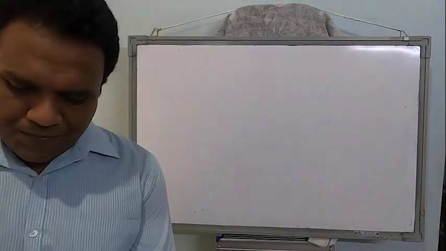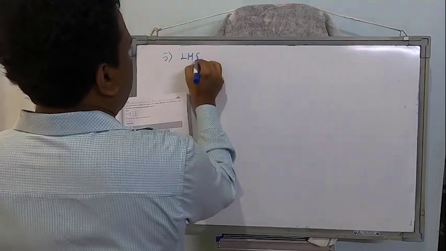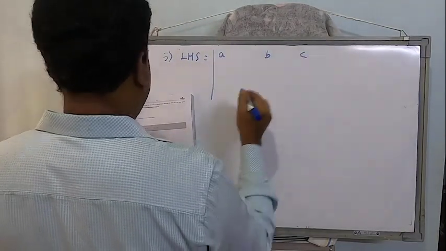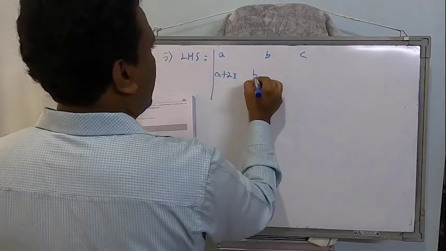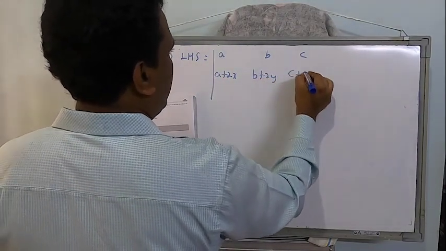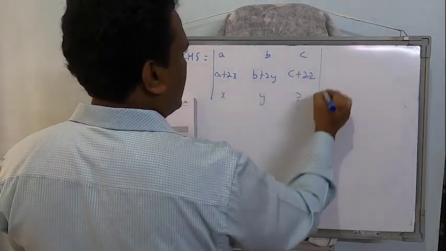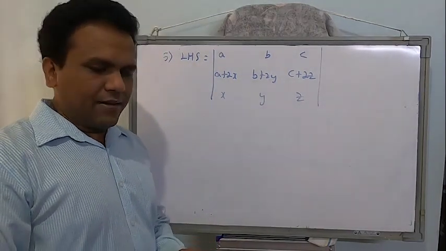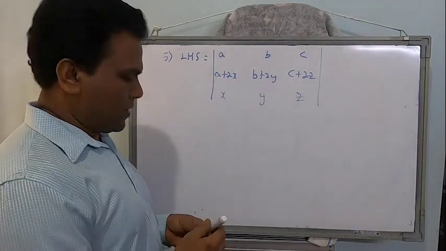Okay, fourth one also done. Then fifth one, it's a show that. So I'm going to start with the LHS of the given problem there. So A, B, C, A plus 2x, then B plus 2y, C plus 2z, the last row x, y, z. We have to show the value of this determinant will be equal to 0. Correct? Okay. Now how to show the value of the determinant will be equal to 0?